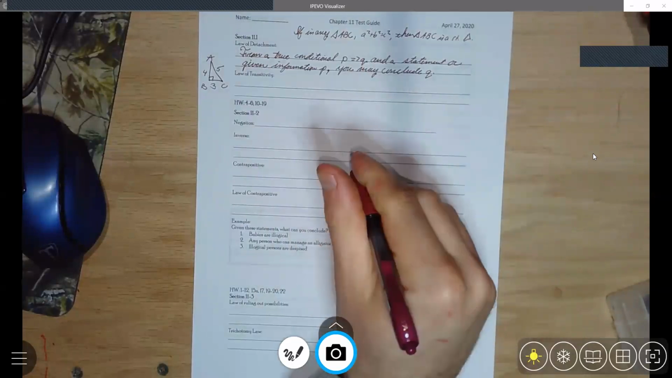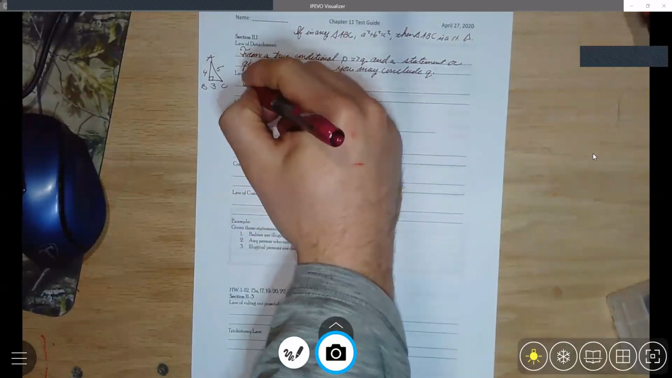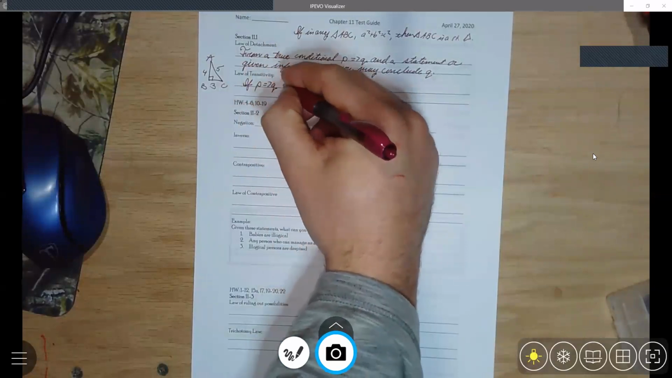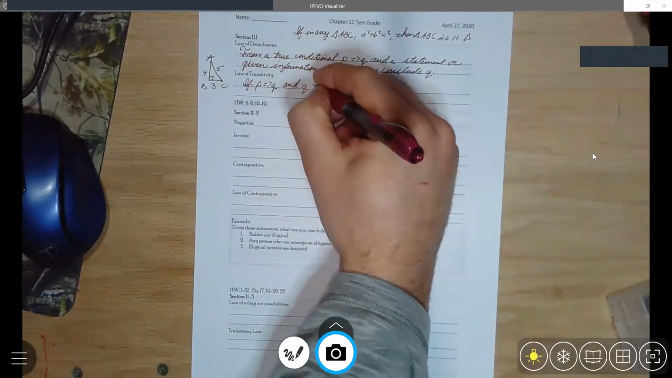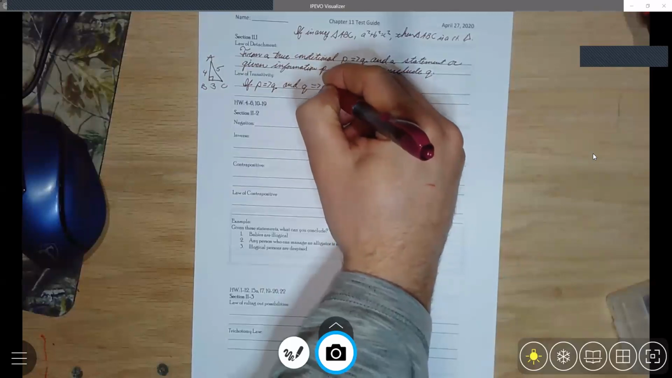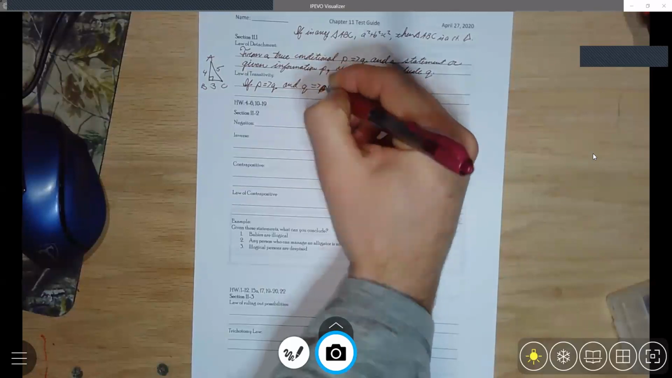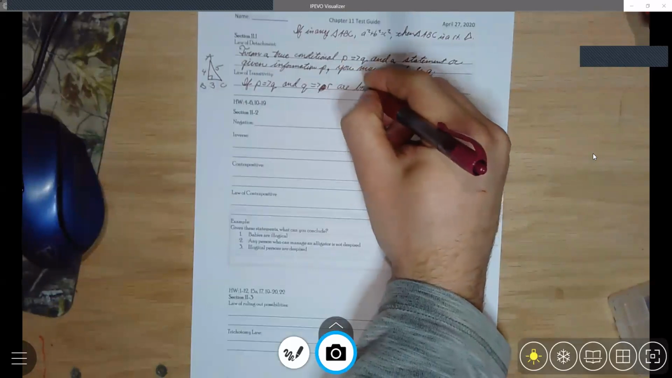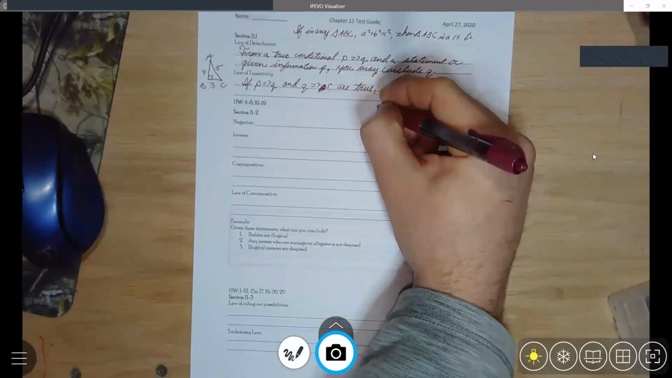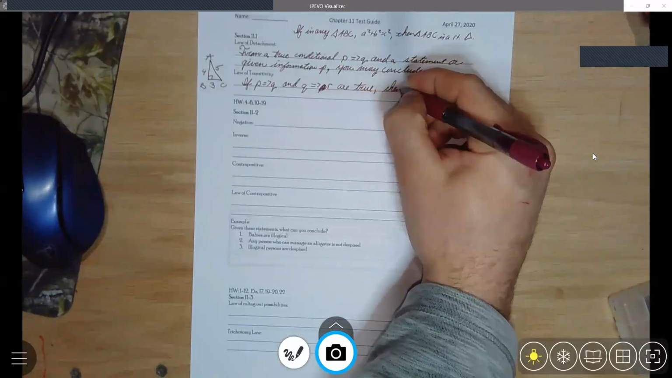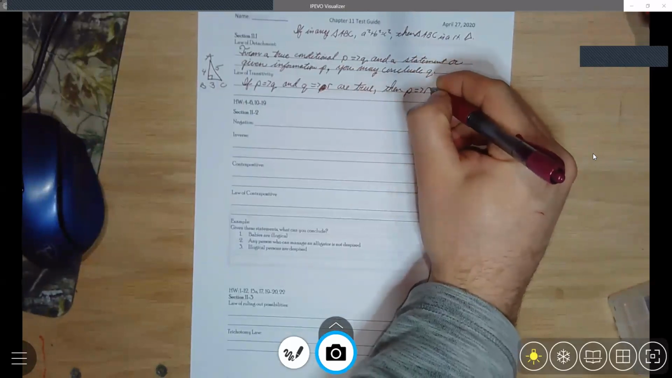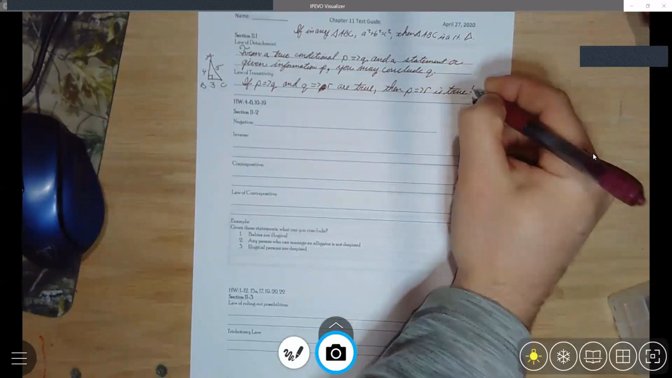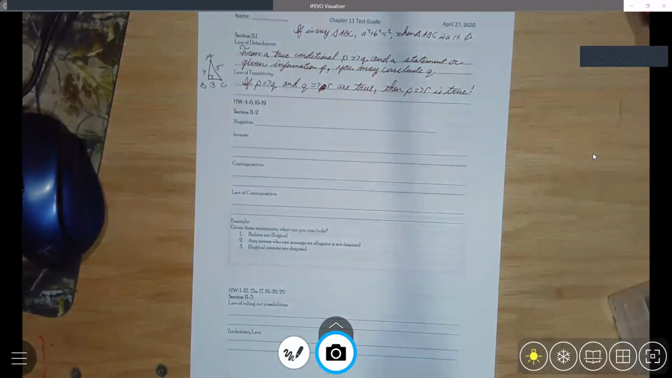All right, the law of transitivity. You can probably guess this because we've done the transitive property. If P implies Q and Q implies R are true, what do you suppose you can conclude? Then P implies R is true. Law of transitivity.